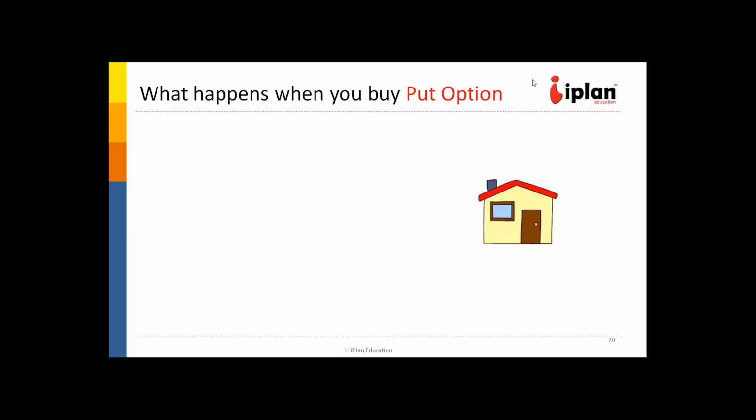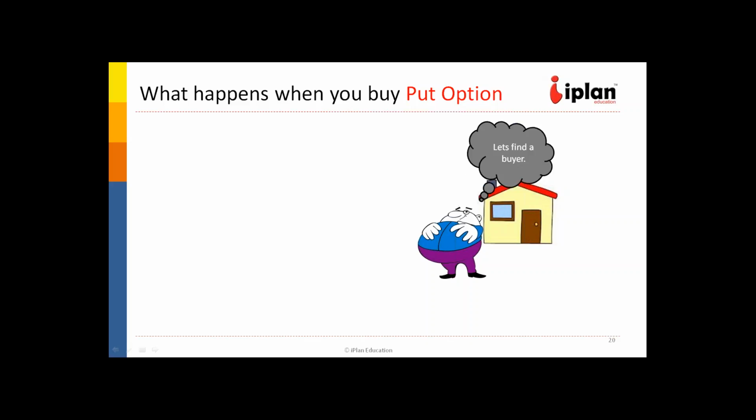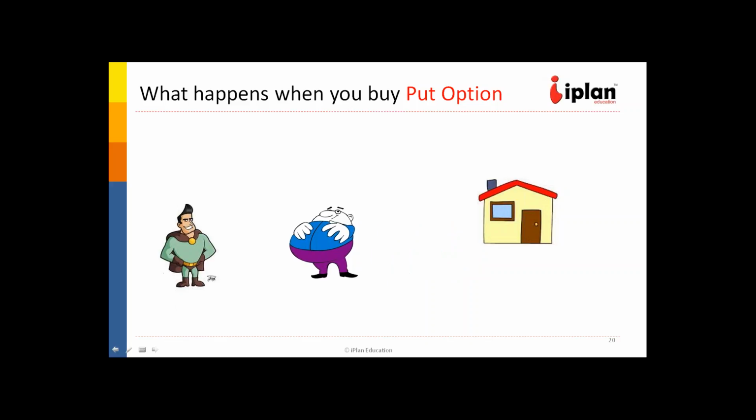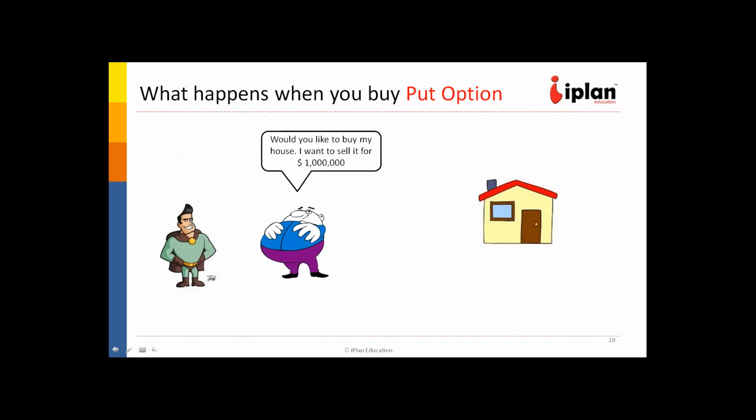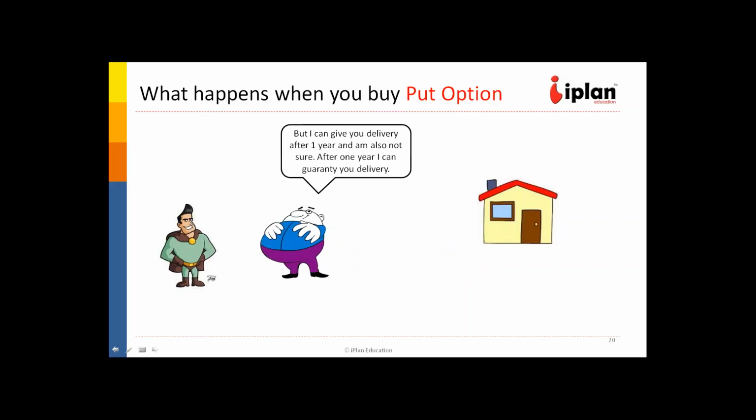So let's suppose, when do we take a put? I want to sell my house because prices are falling in the market. Fine. So what will I do? I look for a buyer. This time he approaches. The buyer says, yes, I'm interested in buying your house. So the seller says, I want to sell it for $1 million. And the seller also says that I can give you delivery only after 1 year. So the maturity is after 1 year.